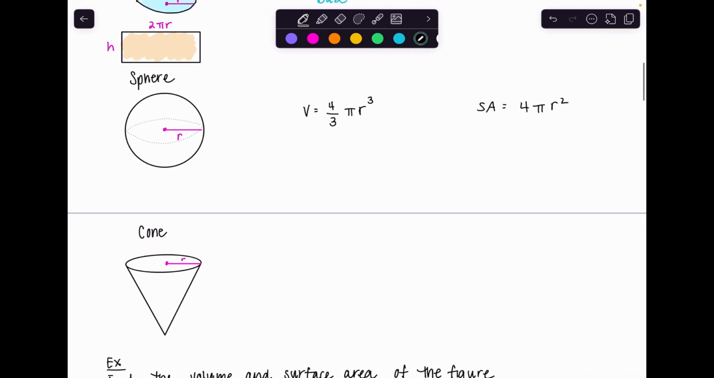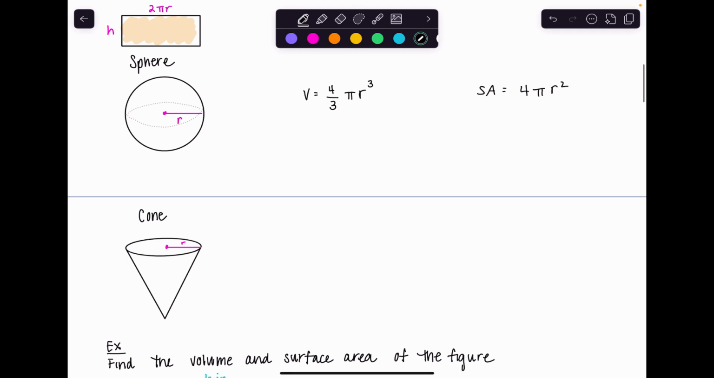Our last one is the cone. In this case, it's just like an ice cream cone. You really have one base here, and instead it comes to a very sharp point. So I still need the radius of that cone, and then I also need the height, which is the distance from that circle to the point.